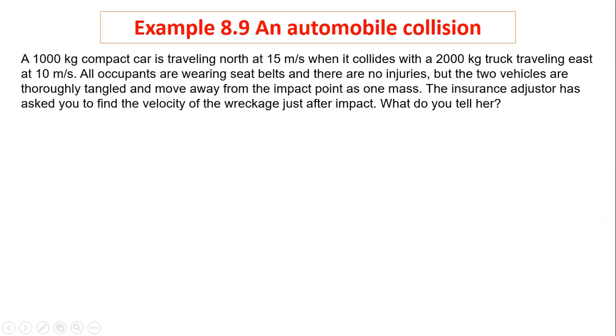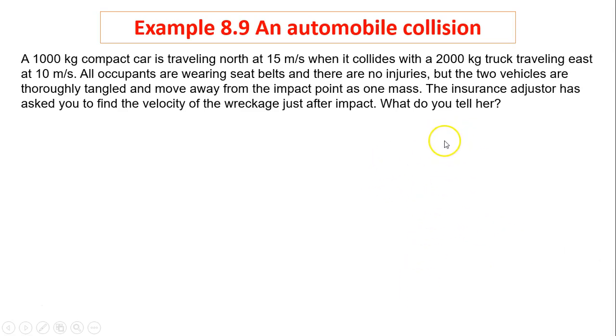Another example, an automobile collision. A 1,000 kilogram compact car is traveling north at 50 meters per second when it collides with a 2,000 kilogram truck traveling east at 10 meters per second. All occupants are wearing seatbelts and there are no injuries. But the two vehicles are thoroughly tangled and move away from the impact point as one mass. The insurance adjuster has asked you to find the velocity of the wreckage just after impact. What do you tell her?